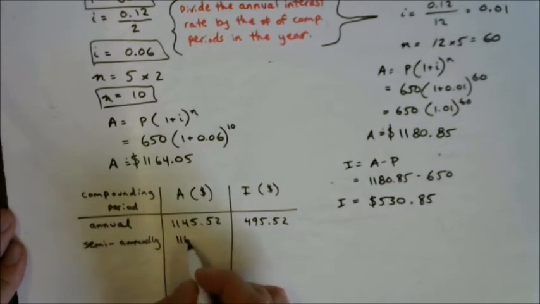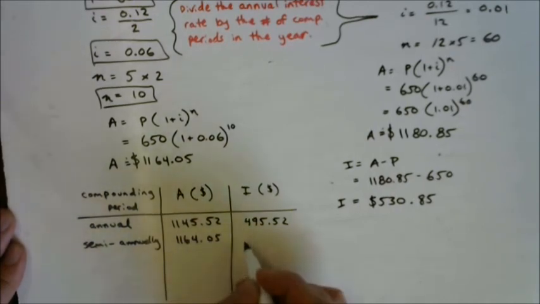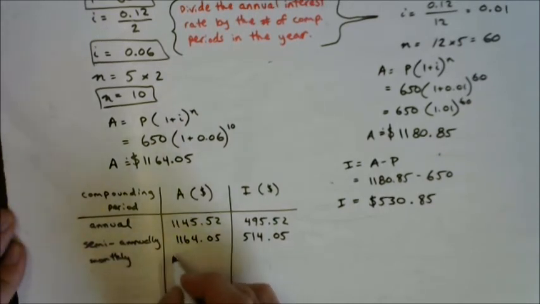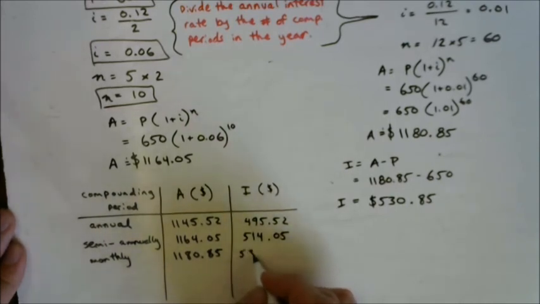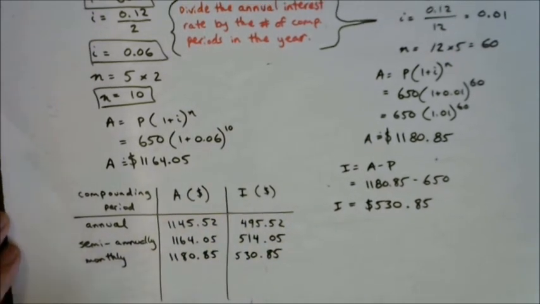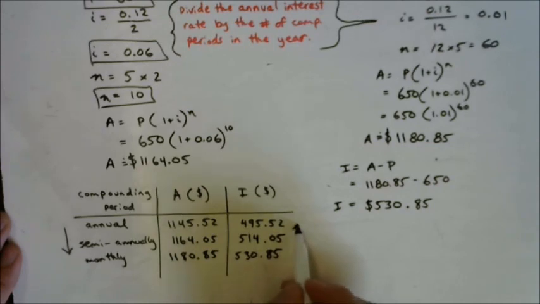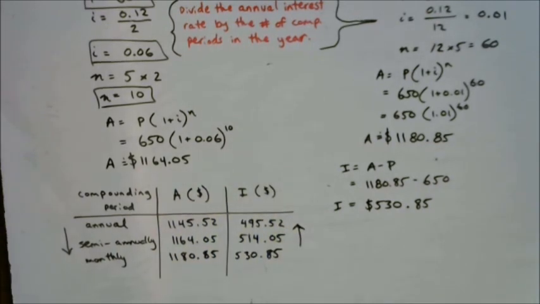If he has a borrowing rate that is compounded semi-annually, he will owe $1164.05, in which case he will pay $514.05 in interest. And if it compounds monthly, he will owe them at the end of 5 years $1,180.85, in which case he will pay $530.85 in interest. So you can see as the compounding period becomes shorter, the interest that he pays is greater. It increases.